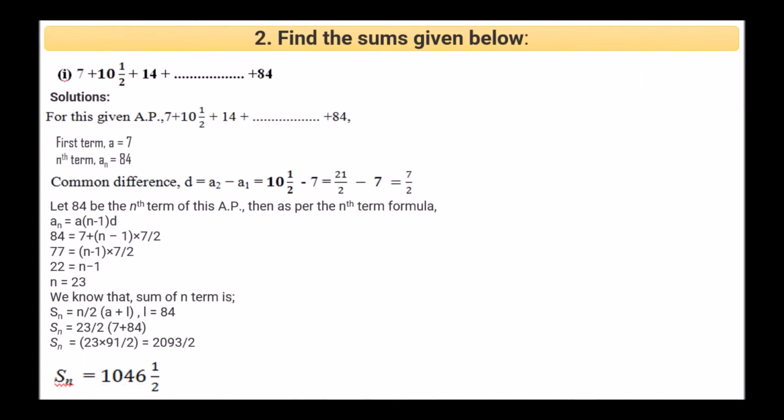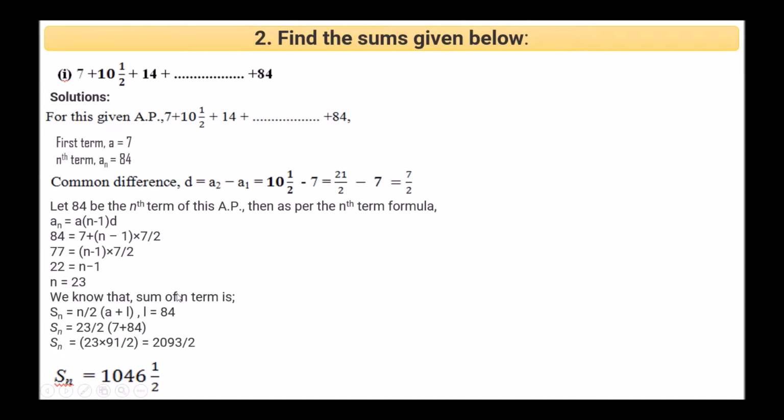Next, find the sums given below. 7 plus 10 and a half plus 14 plus dash plus 84. First term is 7, nth term is 84. Common difference d is 7 upon 2. Let 84 be the nth term of this AP. Then as per the nth term formula, that is an equals a plus (n minus 1) into d, we will put the values and we will get n equals 23.